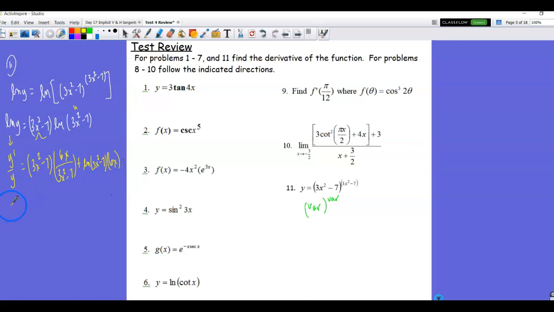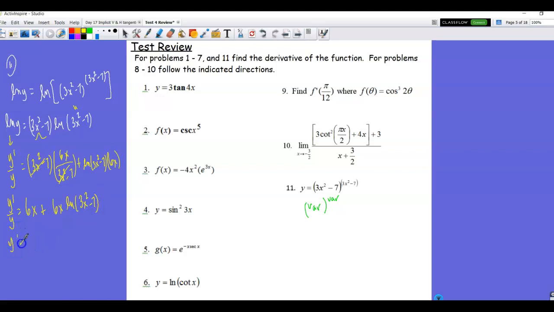Cleaning that up a little bit. Yeah, I can do a little bit of cleaning. So I have y prime over y is equal to, I can divide the 3x squared minus 7 and the 3x squared minus 7 out, which leaves me with 6x in the numerator plus 6x ln of 3x squared minus 7. I could factor out the 6x, but I don't have to.